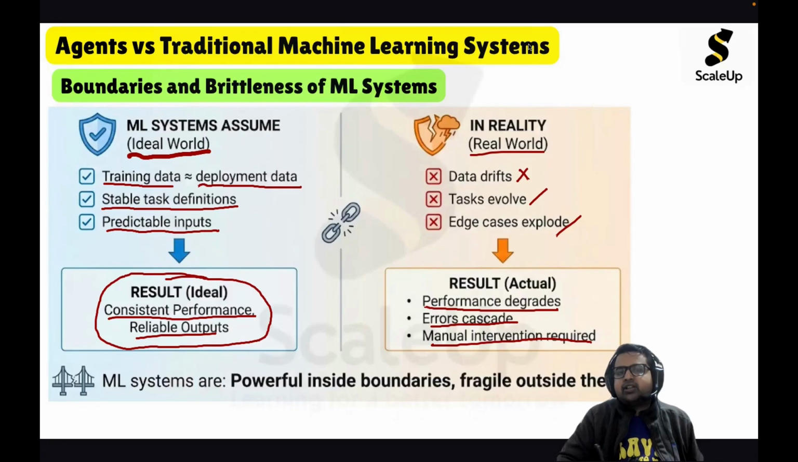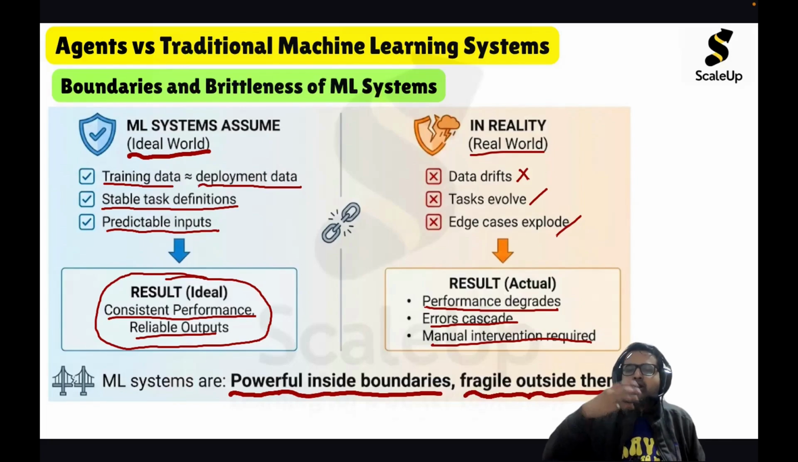So machine learning systems have boundaries and brittleness. Brittleness means they are very fixed, they are rigid. They are good for one task. They are highly specialized, but they cannot adapt. So machine learning systems are very powerful inside boundaries, but they are fragile outside those boundaries.